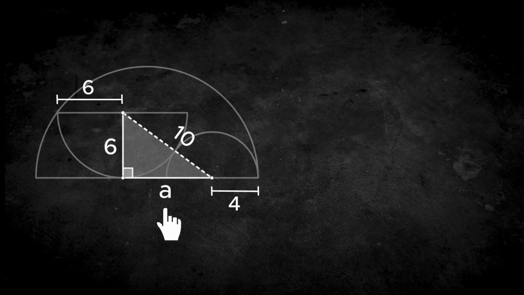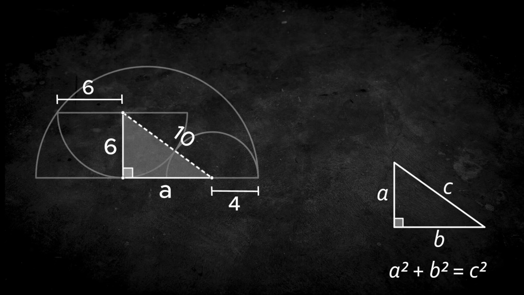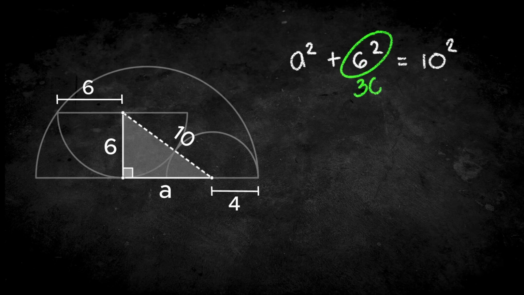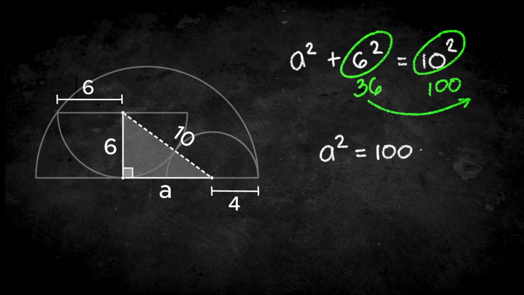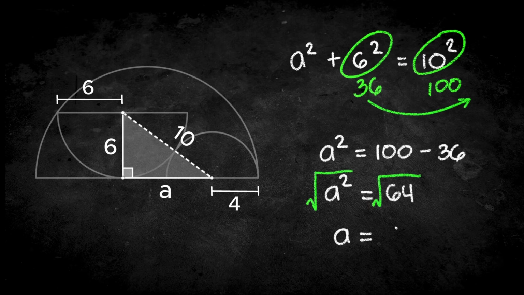Let A be the measure of the unknown leg. We will apply the Pythagorean theorem to solve for A. We have A squared plus 6 squared is equal to 10 squared. 6 squared is 36, while 10 squared is 100. Transpose 36 to the other side. We get A squared equals 100 minus 36. 100 minus 36 is 64. Take the square root of both sides, therefore A is equal to 8.